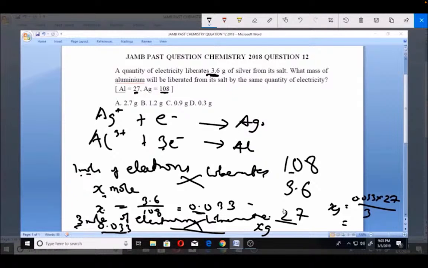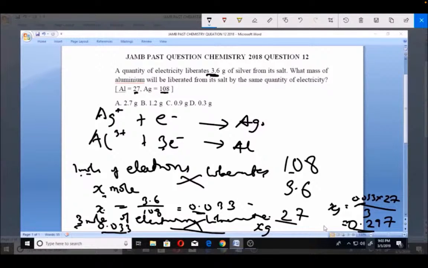So if you make this calculation, 0.033 times 27 all over 3, you're going to get 0.297. So this is the mass that will be deposited, 0.297.